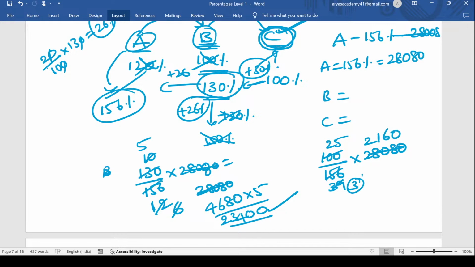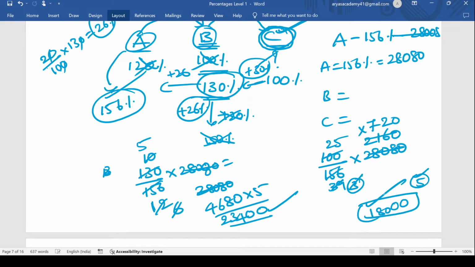So here still 3 is there, so go for further cancellation. 3 sevens are 21, 3 twos are 6, 0. 25 and 720. 25 0 0. 25 twos are 50. 5 is carried forward. 25 sevens are 175 plus 5. 175 plus 5 is 180.